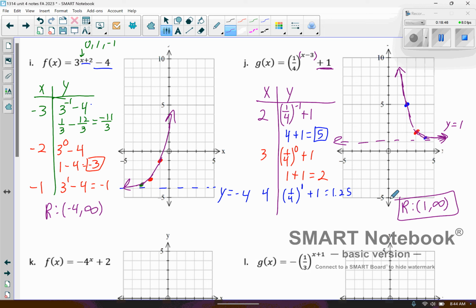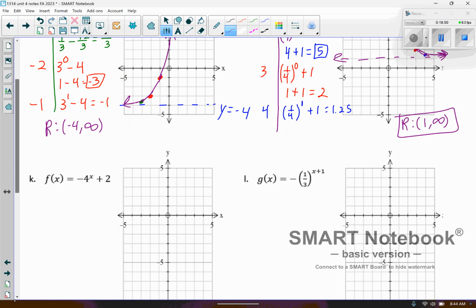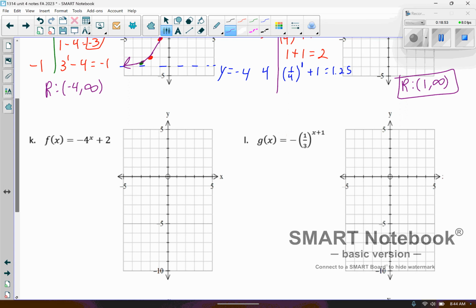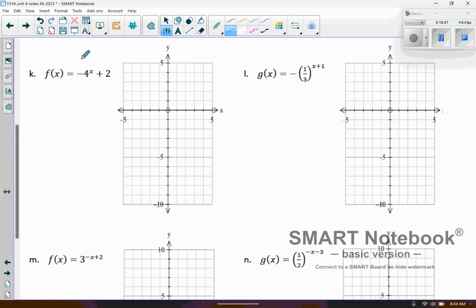Okay, we got a couple more here, so we're going to get plenty of practice. Once again, we're going to have multiple transformations taking place here. So if you look at K, you have a reflection and you're shifting up 2 units. So the plus 2 is where my horizontal asymptote is going to be located. Okay, so y equals 2. And then that negative is going to cause the graph to go underneath my asymptote here.